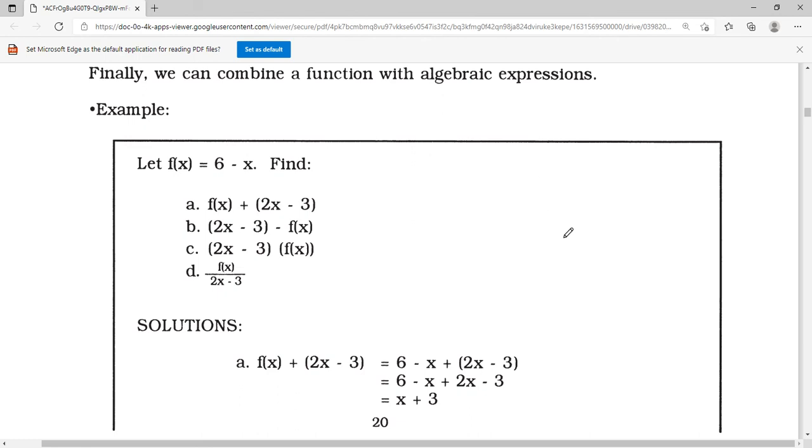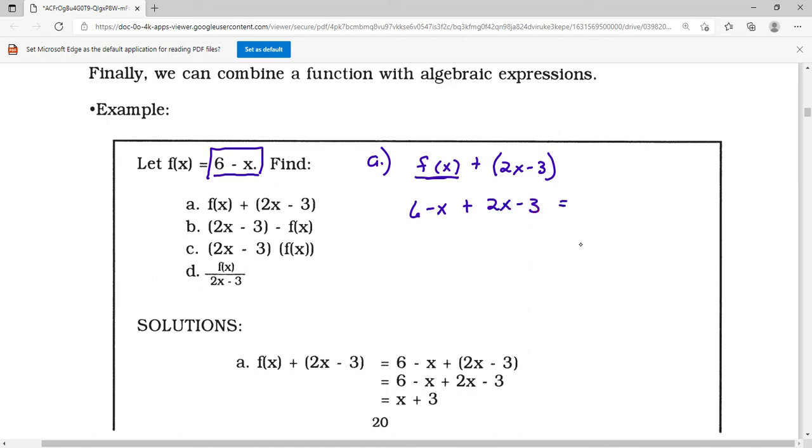Finally, we can combine a function with an algebraic expression. All right, so if f of x is 6 minus x, for a, we're going to say f of x plus 2x minus 3. So we're just going to replace our f of x with the value that they gave us for the function. So that would be 6 minus x plus 2x minus 3.